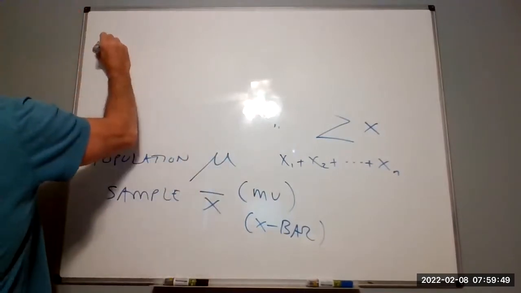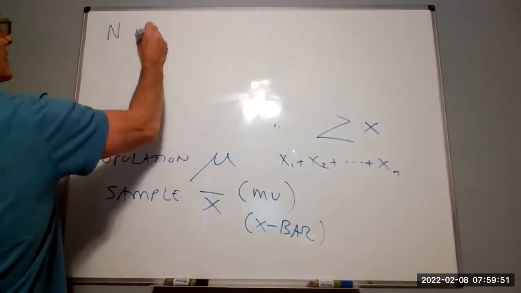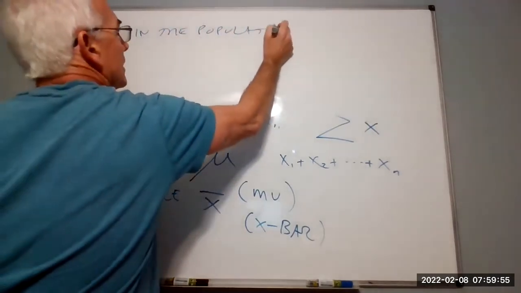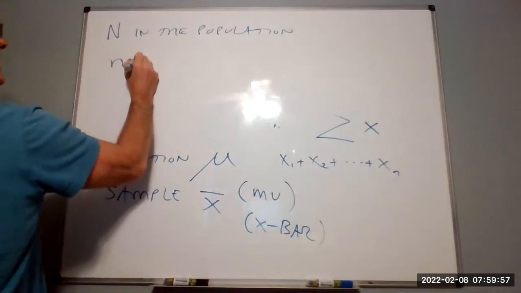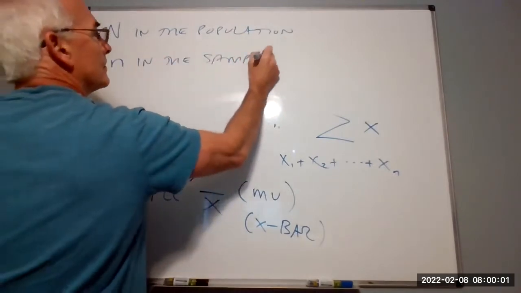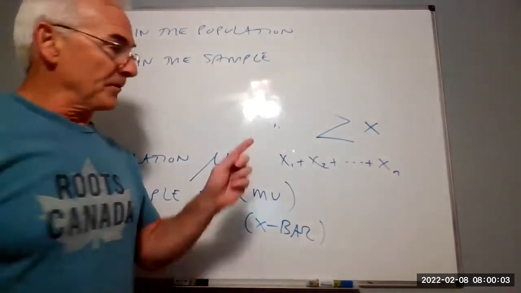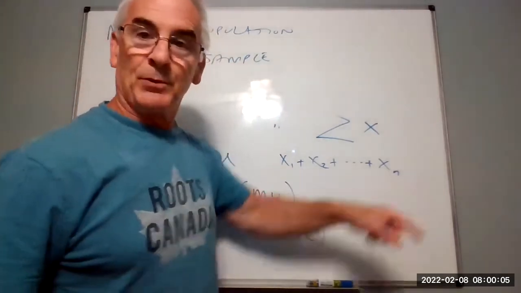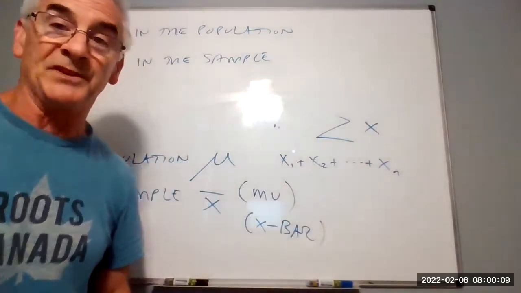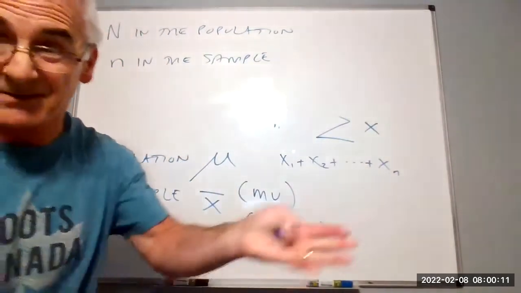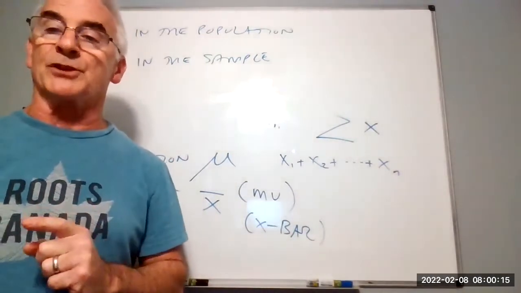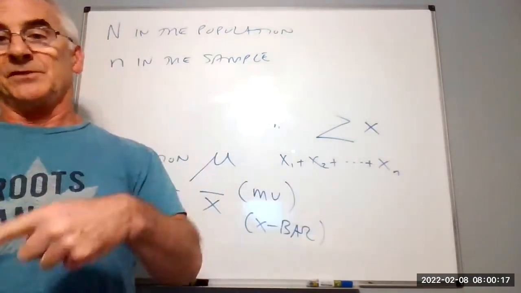There are capital N in the population. There's little n in the sample. Little n refers to how many values there are in the sample. Capital N refers to how many values there are in the population. And the only reason we distinguish it, it's still N. N stands for number of people or number of things. We distinguish it to remind ourselves, oh, population, sample.